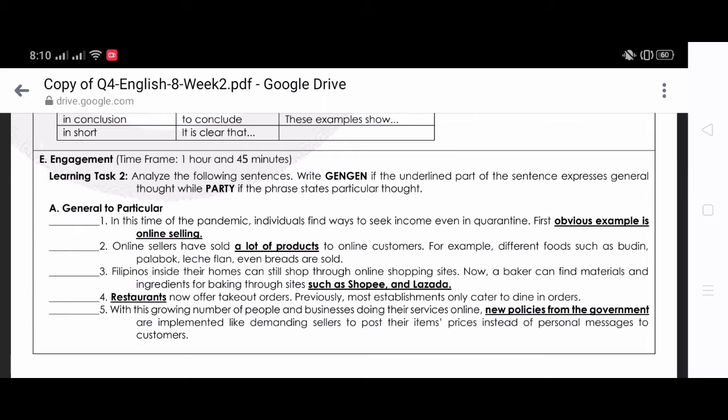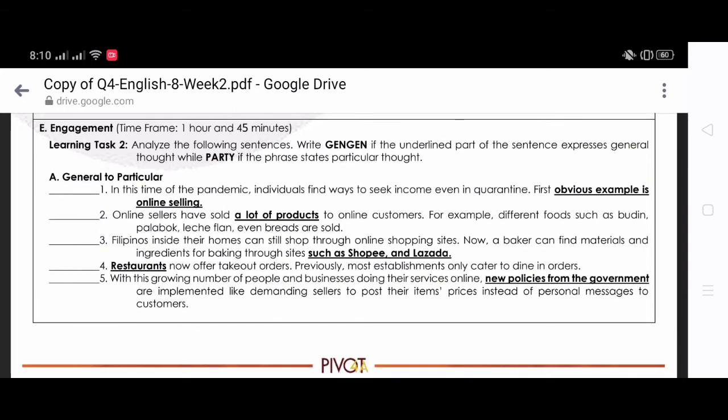Write gen if the underlined part of the sentence expresses general thought, while party if the phrase states particular thought. Okay? So, alin kaya dito yung nagpapakita ng general, kaya nga gen, or party kapag particular. So, sa number 1, in this time of the pandemic, individuals find ways to seek income even in quarantine. First obvious example is online selling. Okay. So, ang sagot dito ay particular.